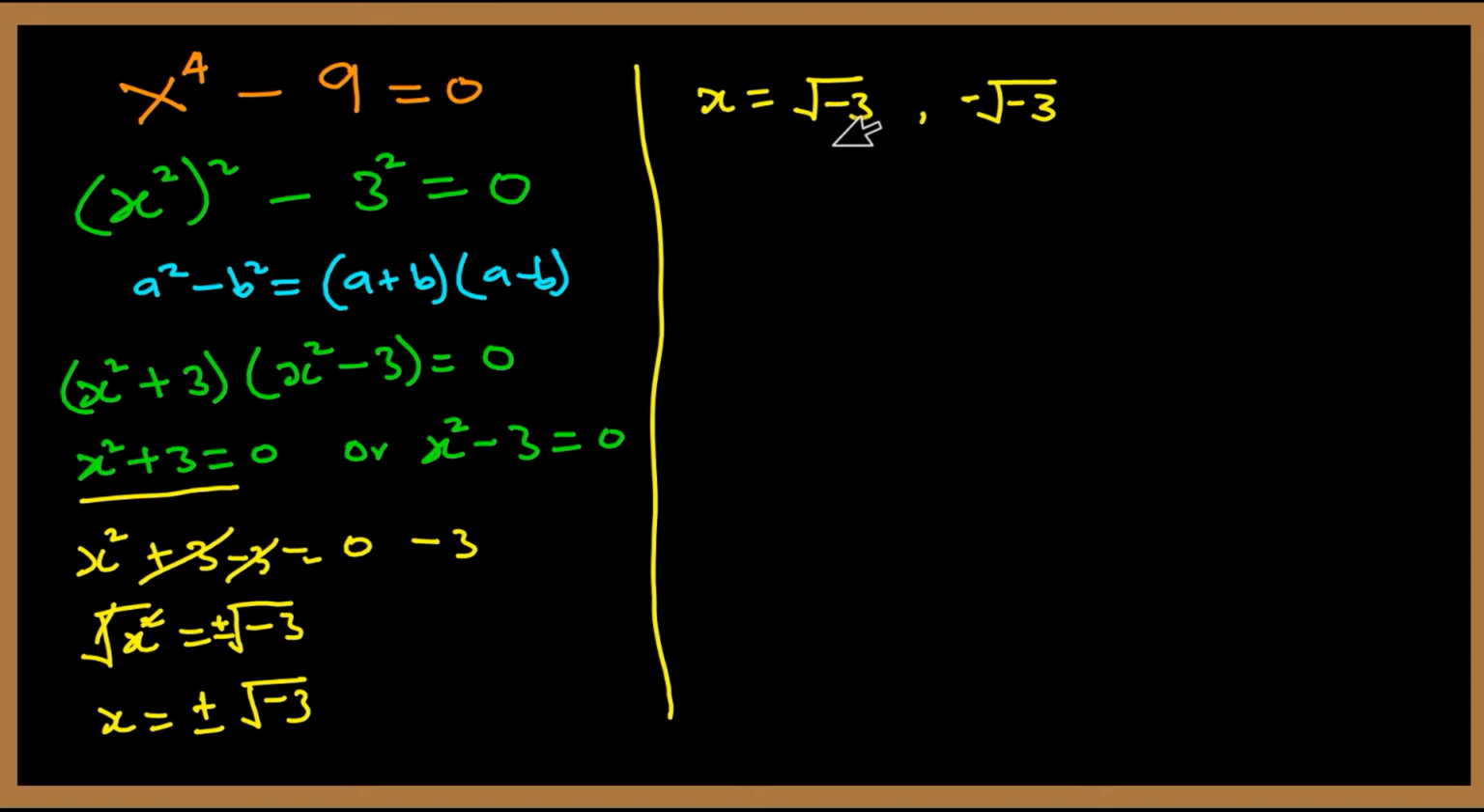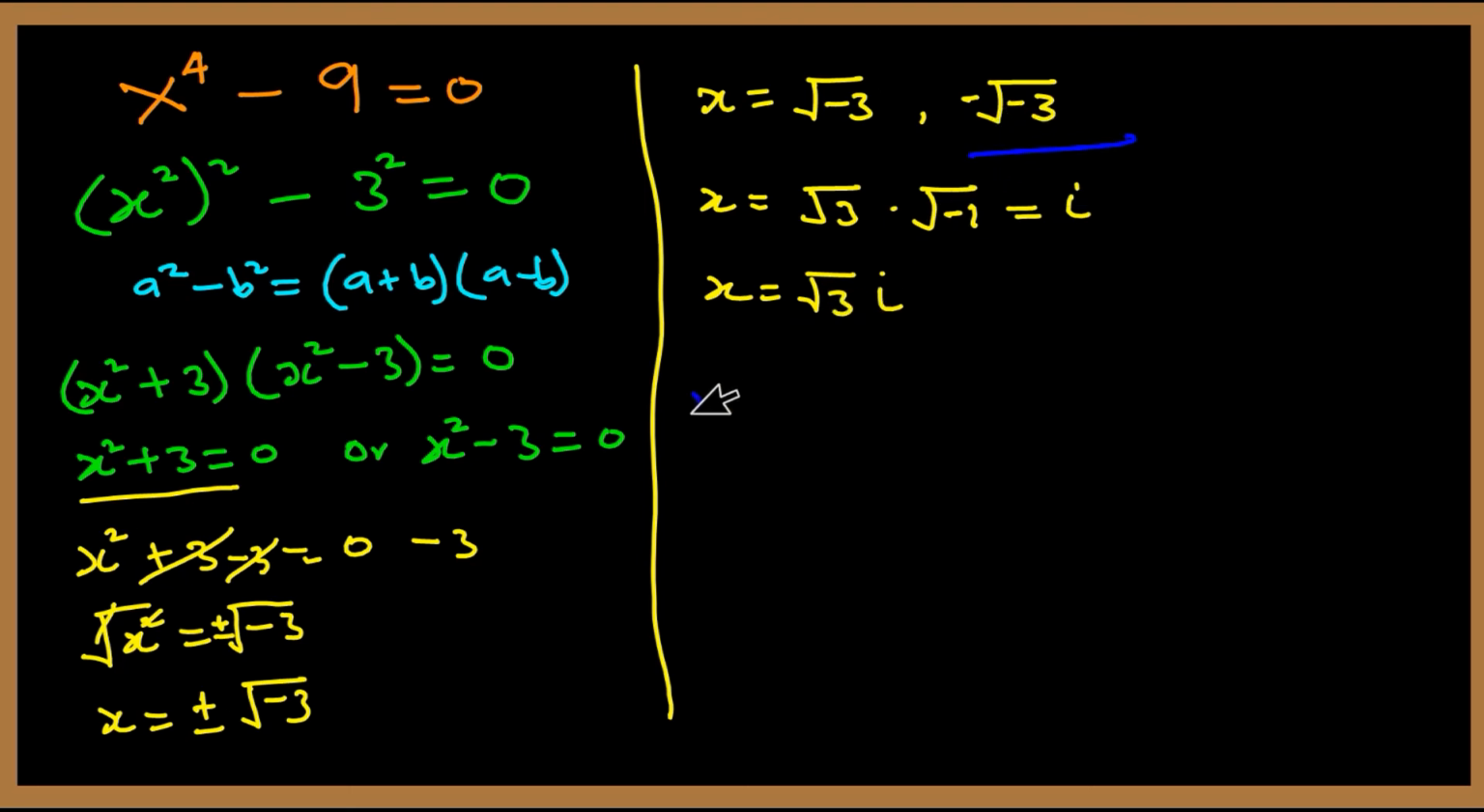Right, so let's consider this first. This is the same as x is equal to square root of 3 times square root of negative 1, and this is what we call imaginary number, and it is equal to i. So this is x is equal to square root of 3 i. Then let's consider this one also.